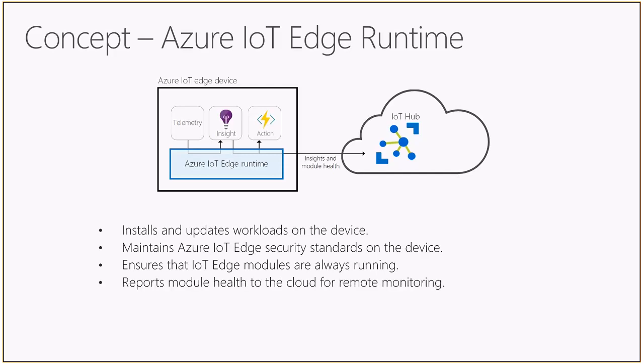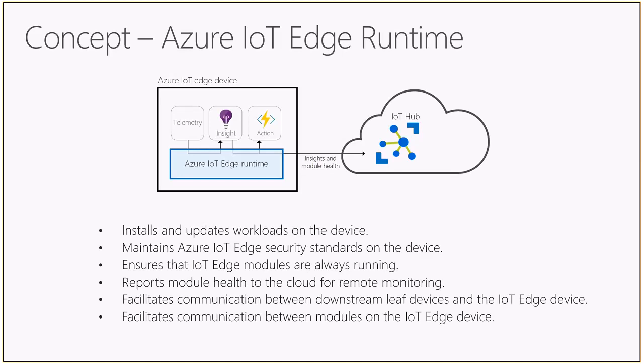And also, the runtime reports module health to the cloud for remote monitoring. So overall, the runtime helps you with facilitating communication between downstream leaf devices, which are connected to the IoT Edge device. So in this scenario, the Edge connects to the IoT Hub, but there are leaf devices connecting to the Edge, and there is one connection. So multiplexing happens here, where the runtime is making sure there's one connection into the IoT Hub.